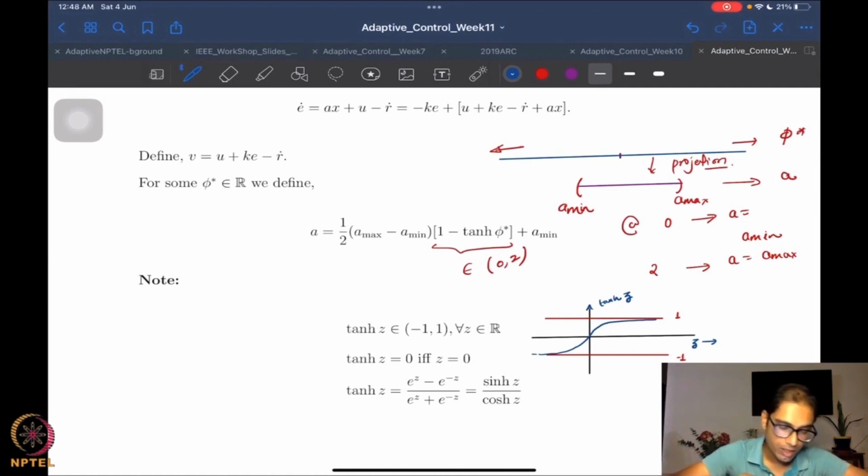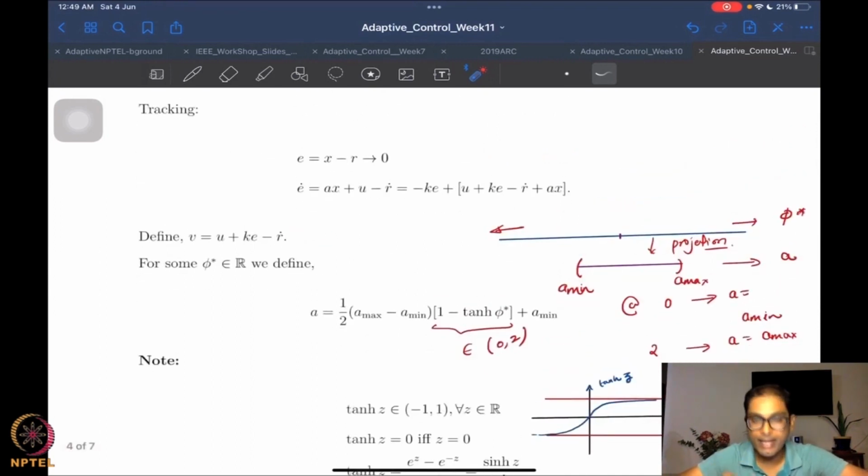So remember, the phi star being the parameter that we will try to identify actually helps us to do projection, because we adapt for phi star, so we create a phi hat, all right, but then we implement a hat in the controller, right? Not phi hat, right? So the controller always contains the a hat, and that's all we care about. Okay, so let's look at the adaptive problem.